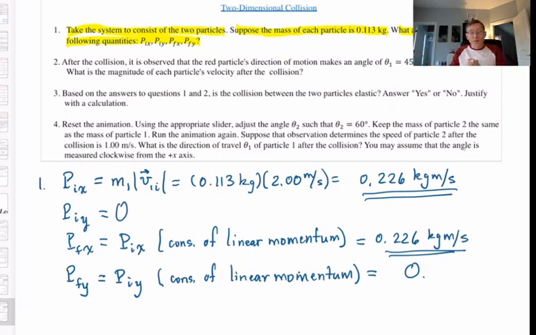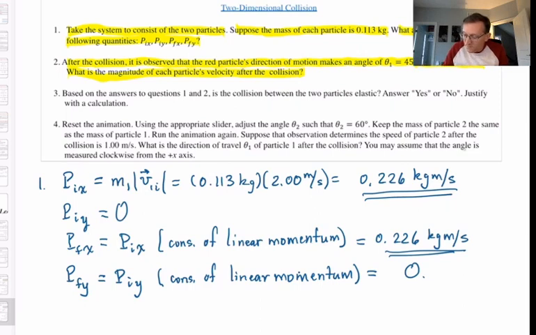Okay, but we have answered question 1 in the practice. So let's go on to question 2. After the collision, it is observed that the red particle's direction of motion makes an angle of theta 1 equal to 45 degrees below the plus x axis. The red particle is particle 1. What is the magnitude of each particle's velocity after the collision? So, magnitude of velocity. How fast is each particle moving? Particle 1, the red one. Particle 2, the blue one.